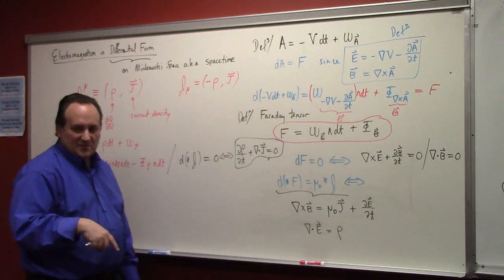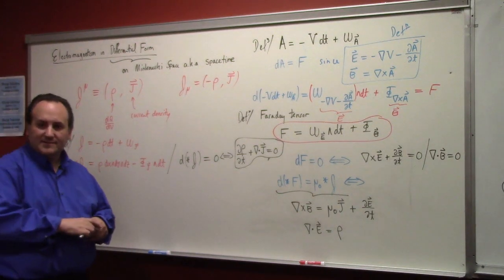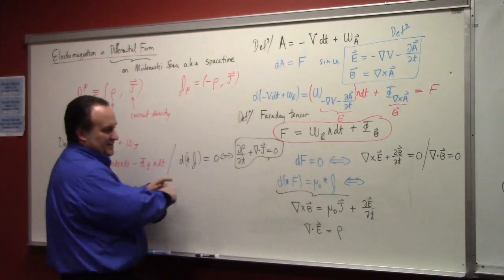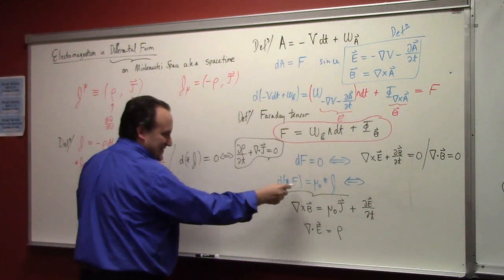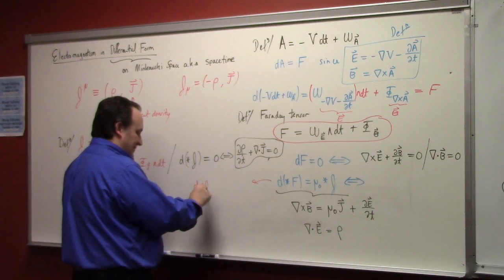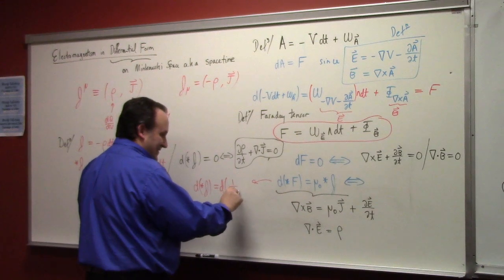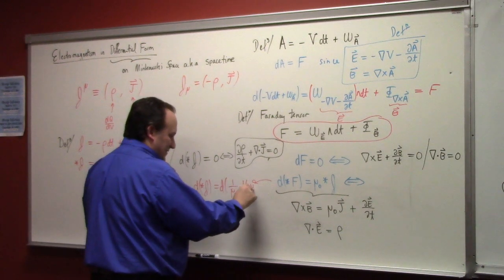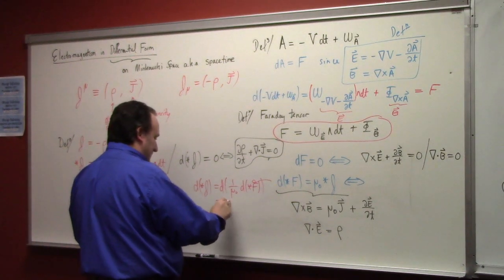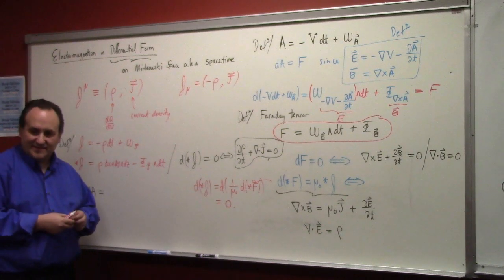And why is charge conserved? Check this out, right? If this is true, then the exterior derivative of this is equal to d of 1 over mu naught, the exterior derivative of the Hodge dual of Faraday, right? Which of course is d squared, which is 0, so conservation of charge is implied by that equation, right?